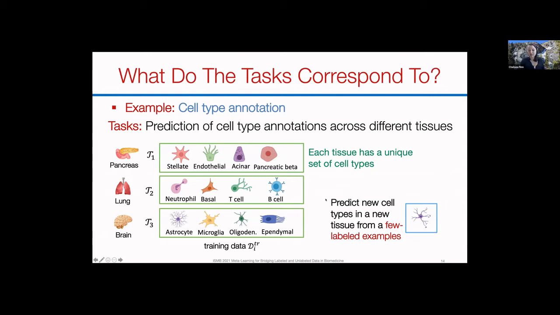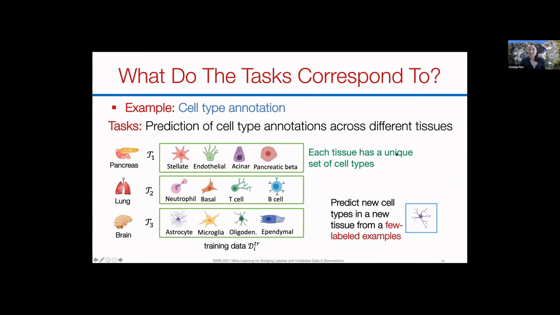Essentially, handling these new cell types is exactly what metalearning allows you to do. If you have very common cell types from very common tissues, then you don't need metalearning. You can just use supervised learning. It's particularly when you have a very small amount of data in these more rare conditions that metalearning can be super helpful.